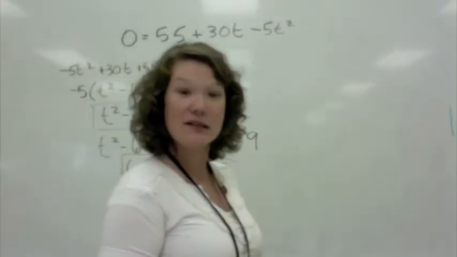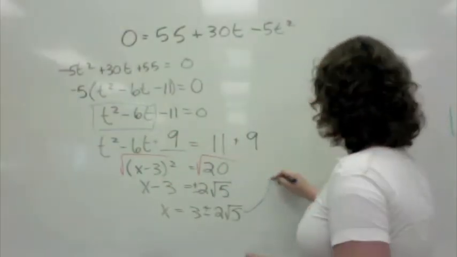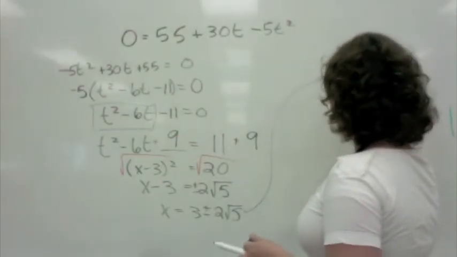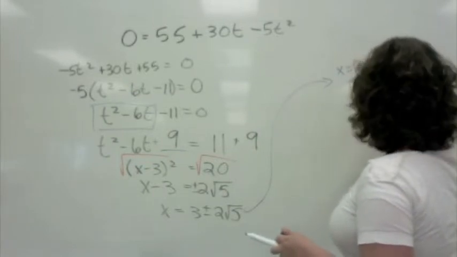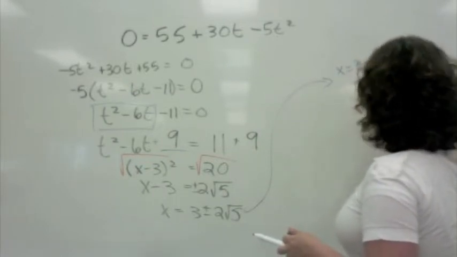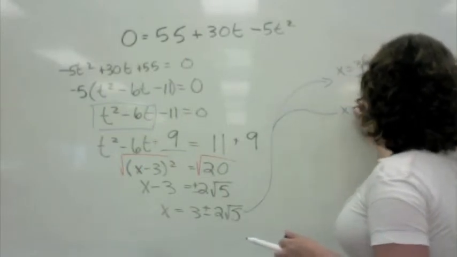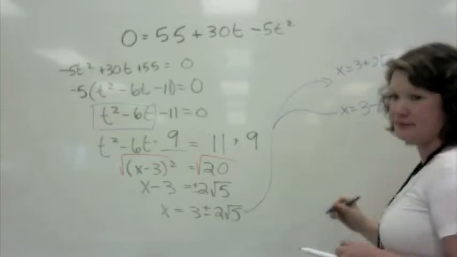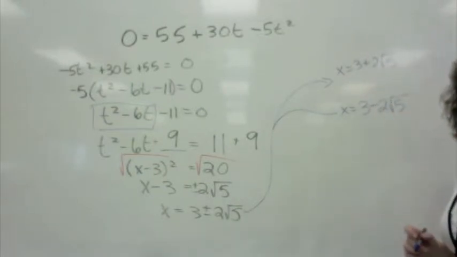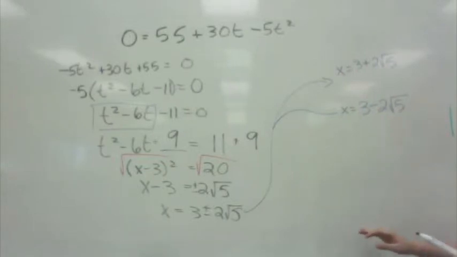So what we're left with here is plus or minus 2 root 5. All right, so this gives us two different solutions. We can get x equals 3 plus 2 root 5. We can also get x equals 3 minus 2 root 5. Okay, so that makes it a little bit more complicated, but let's see.